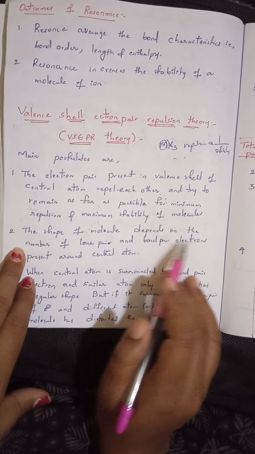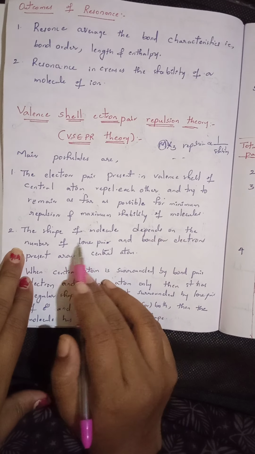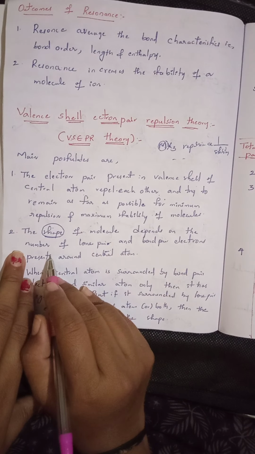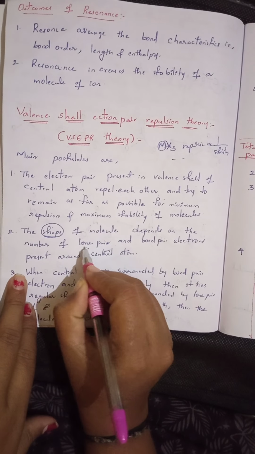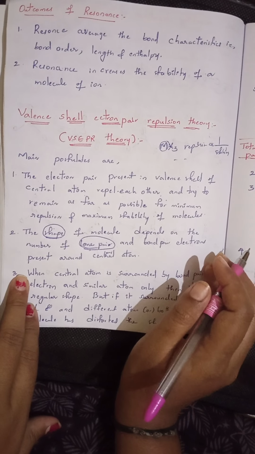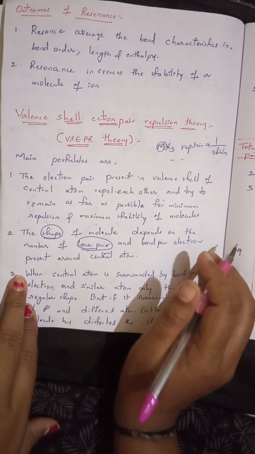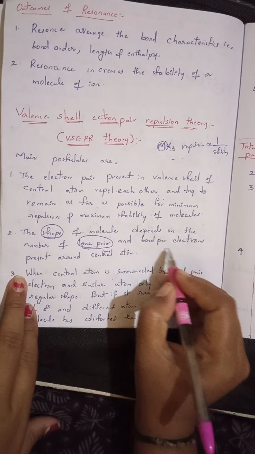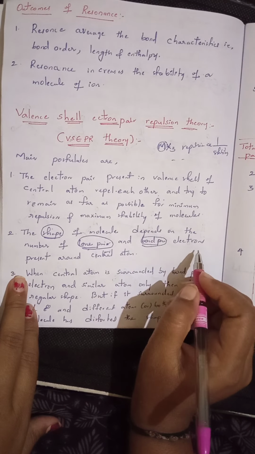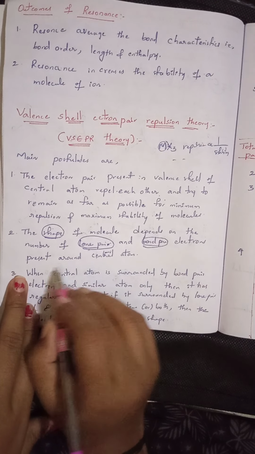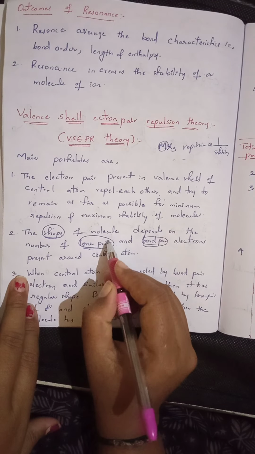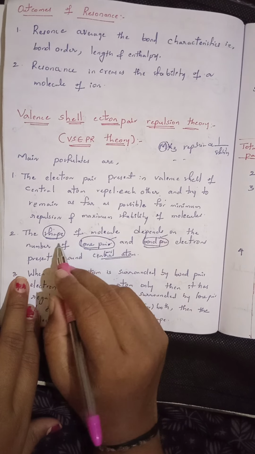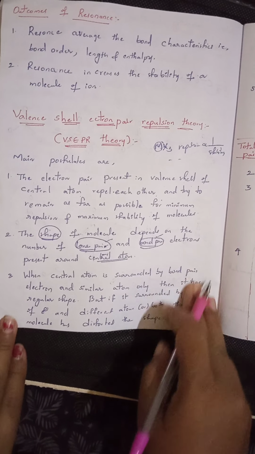The shape of a molecule depends on the number of lone pair and bond pair electrons. Lone pair electrons are the electrons which do not participate in bond formation. Bond pair electrons are involved in the formation of a bond, present around the central atom. Based on the number of lone pair and bond pair electrons present around the central atom, we can easily tell the shape of a molecule.